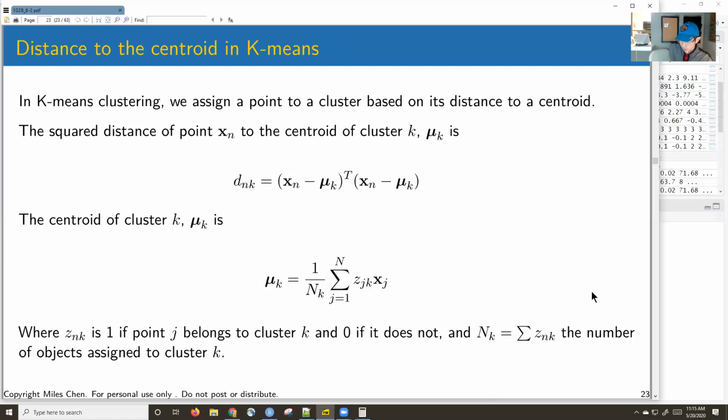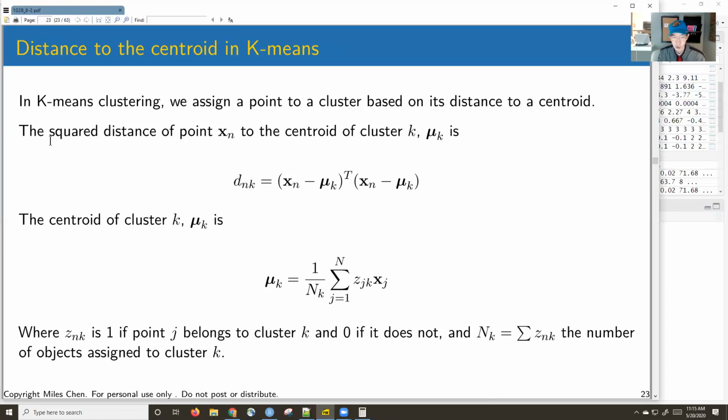So what we're going to do is try to find a way to express the distance to the centroid, not as an inner product, but we're going to find another way to express the distance to the centroid, okay?